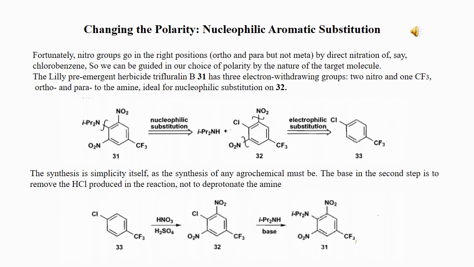So these 3 groups, 2 are the nitro groups and 1 is the CF3 group, ortho and para to the amine. In 32, which we are discussing, the ring has become ideal for nucleophilic substitution due to all these electron withdrawing groups. Now further 32 can be synthesized if we do the retro. We consider that these nitros were not present over there. We do the disconnection of the C-N bond. The synthon for that was 33, and we just do the nitration of 33.